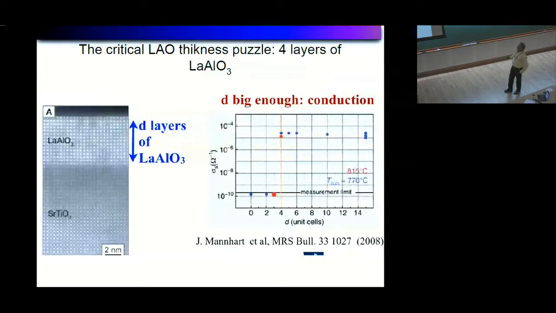The surprise came in a paper in 2008 when they put less than 3 LaAlO3. So SrTiO3 is here. Then you start putting layers of LaAlO3, and then you just plot the conductivity as a function of the number of layers, and you see that before you go to 4, there is no metallic conduction here at the interface. So 4 is a magic number at which the conductivity shoots up and becomes a metal.